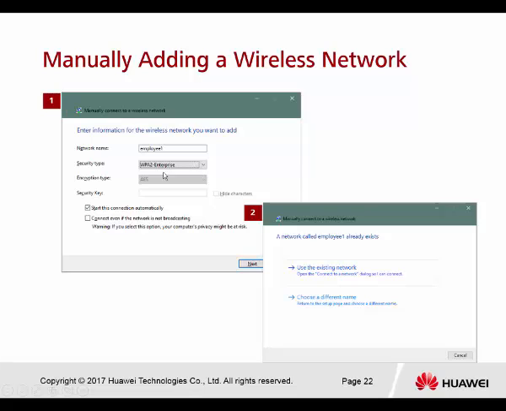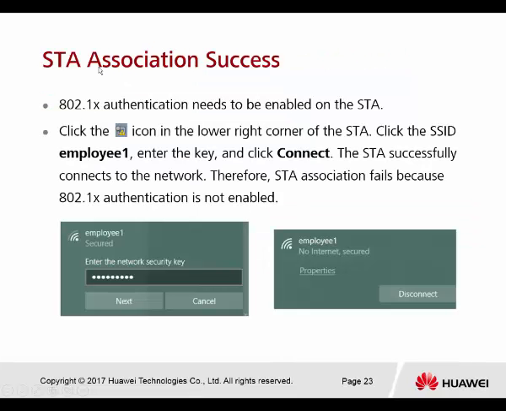Okay, the authentication, and the security key. Okay, click Next. So the STA association succeeds. 802.1x authentication needs to be enabled on the STA. Click the icon, then enter the key and click Connect. Okay, this is very simple. The STA successfully connected to the network.